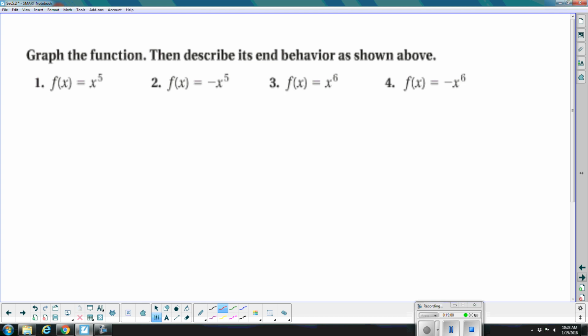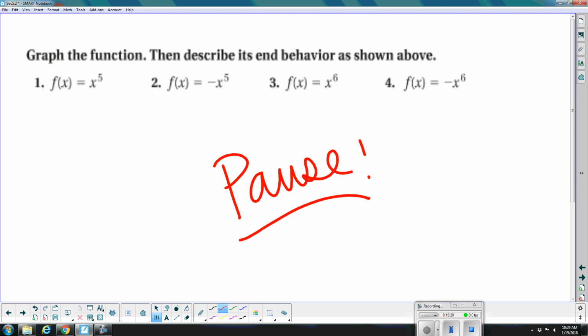So in this next example, this is not on your note sheet, but you can use your graphing calculator to graph each of these functions and then describe their end behavior. So try these ones on your own, pause the video while you work. And then you can unpause for the solutions.